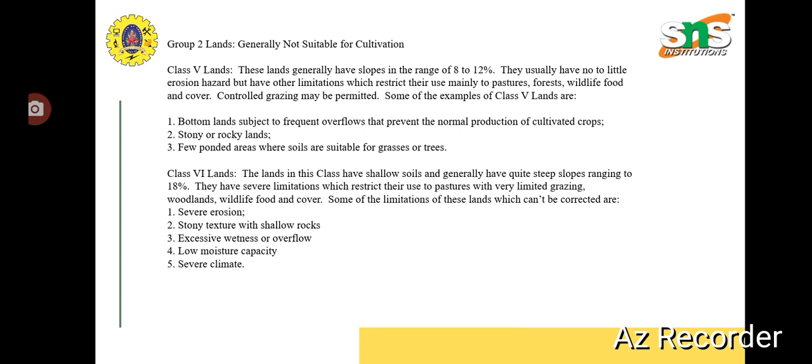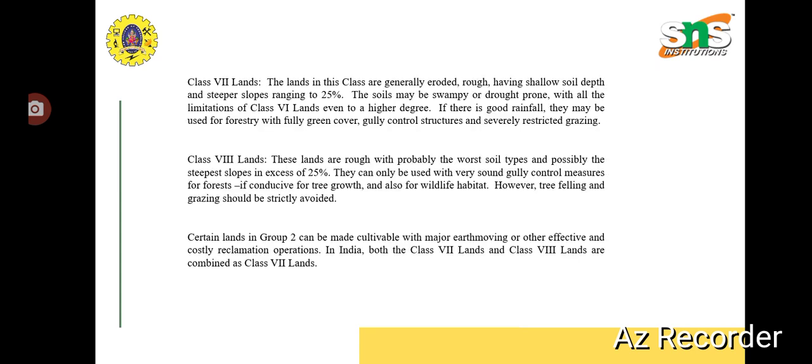Class 6 has shallow soils and generally quite steep slopes ranging to 18 percent. They also have severe limitations which restrict their use to pasture with limited grazing, woodlands, wildlife food and cover. Some of the limitations of these lands which cannot be corrected are severe erosion, stony texture with shallow rocks, excessive wetness or overflow, low moisture capacity, and severe climate.